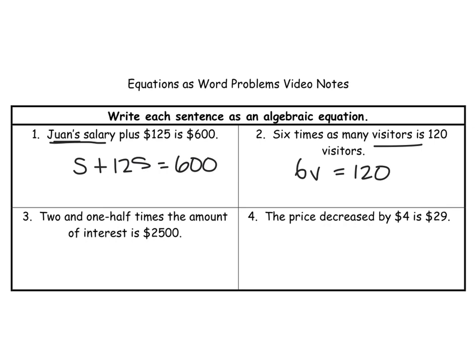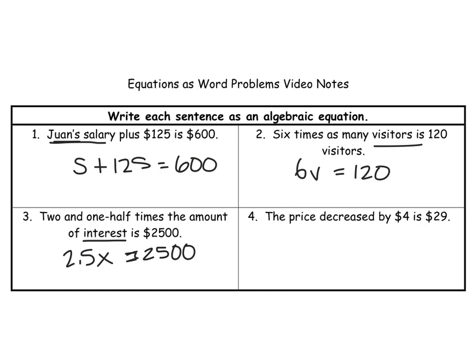Number 3 says 2 1/2 times the amount of interest is 2,500. So again, literally, it's saying 2 1/2, so 2.5 or 2 1/2 times the amount of interest. So we don't know how much interest. I'm going to call it X, so it's equal to $2,500. So then we could figure out the amount of interest.